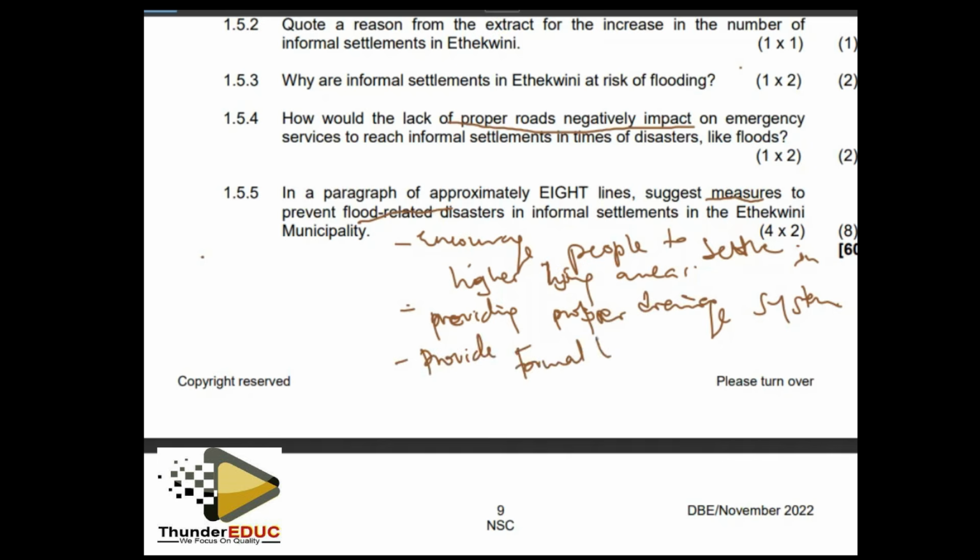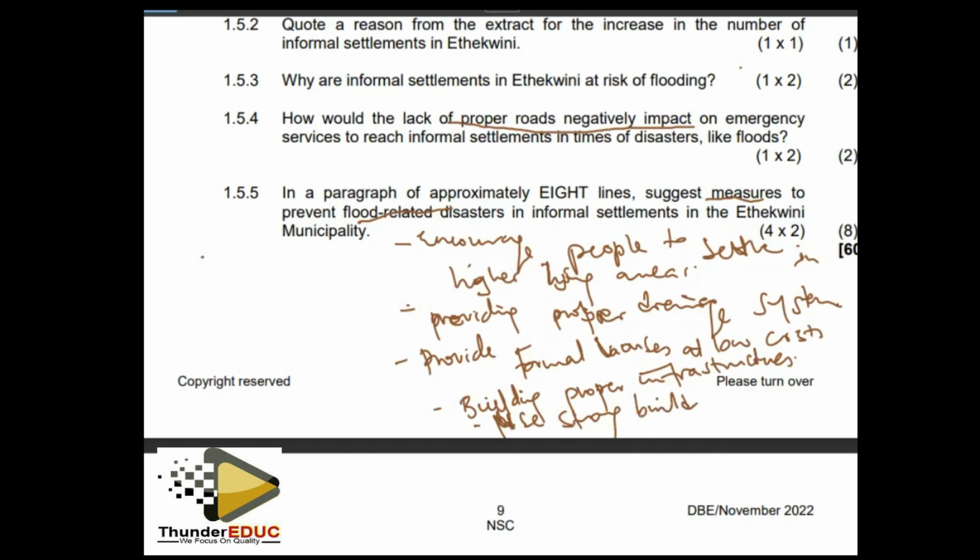Provide formal houses at low costs, at least what people can afford. Then building proper infrastructure that people can use and easily access different other things. And then providing stronger building materials, or use strong building materials. Okay, so that is it. In such cases, you will be solving the problem.